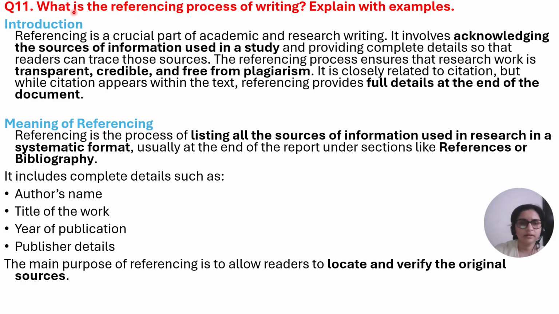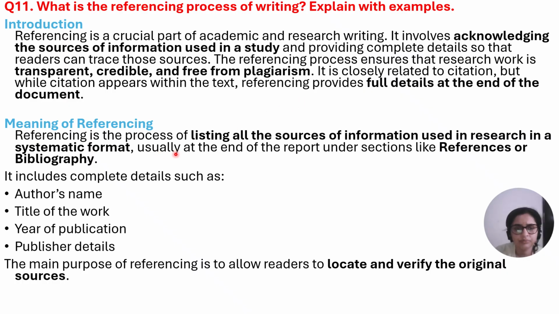What is the referencing process of writing? Explain with example. We have seen citation means giving credit to the author. Referencing also is something similar. It involves acknowledging the source of information used in a study. Okay. It makes sure that the research work is transparent, credible, and free from plagiarism.